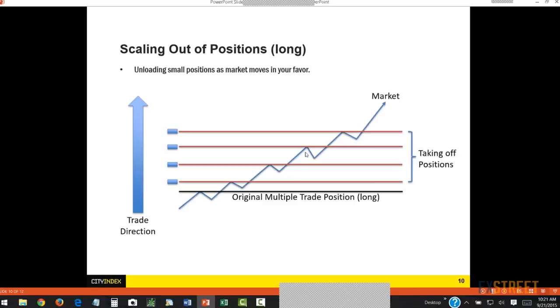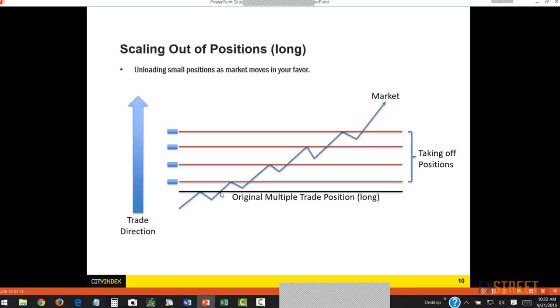And this is a very, very commonly used technique for locking in your trades. Now, as I mentioned, this can also be used in conjunction with moving your stop loss in the direction of the market.